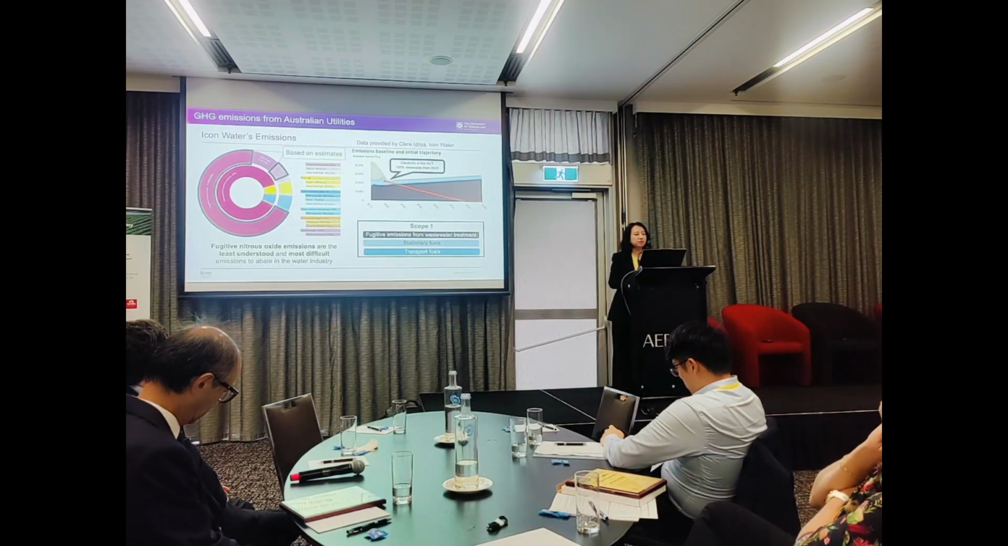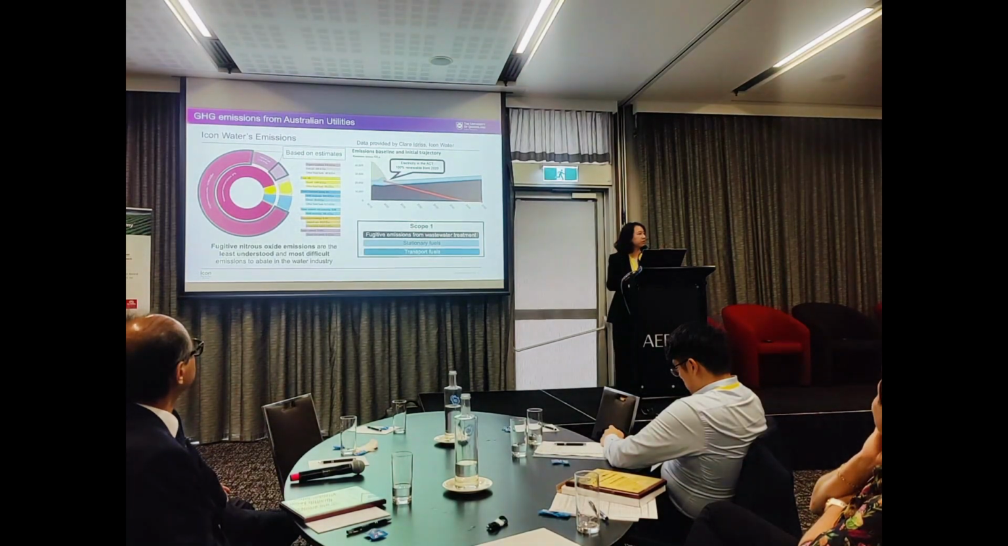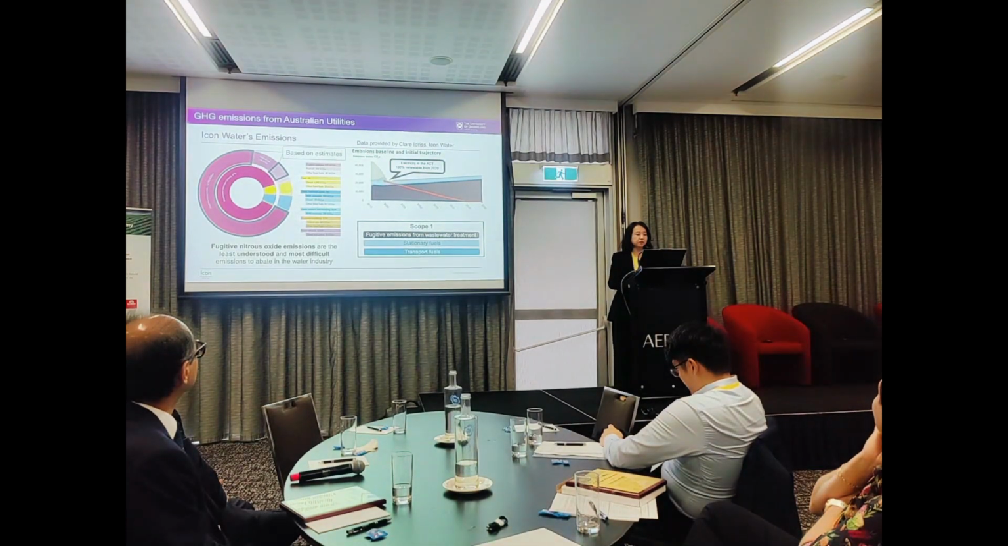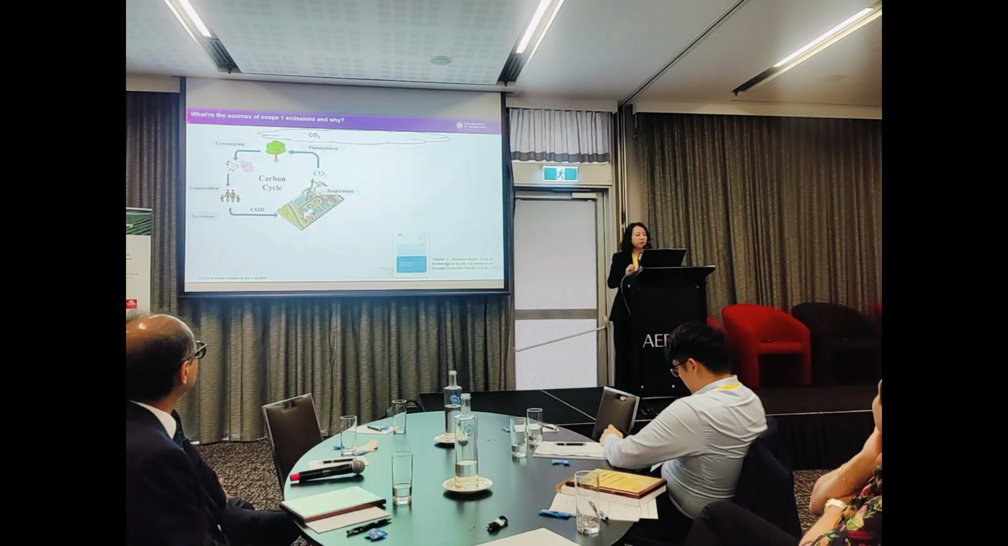So you can see what utilities are facing is really the fugitive emissions. That's the big chunk if they want to achieve net zero. And then I will move to what those emissions associated with Scope 1 are.